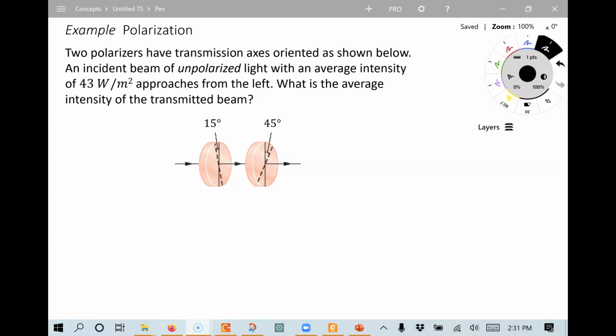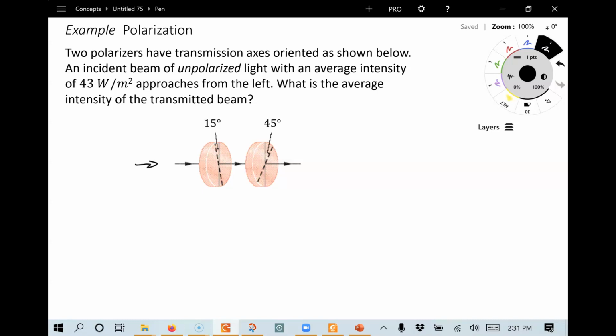All right, so we've got unpolarized light approaching from the left, and it's going to pass through these two polarizers in sequence. These dashed lines are the transmission axes, where the polarizers allow light to pass through only in that direction. Now, to figure out how to do this problem, let's look at some notes here.